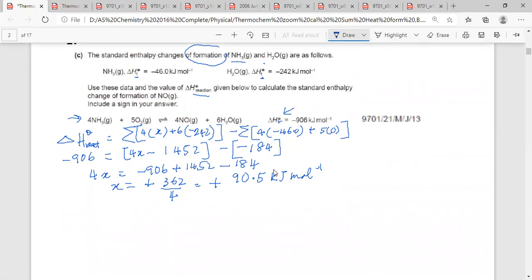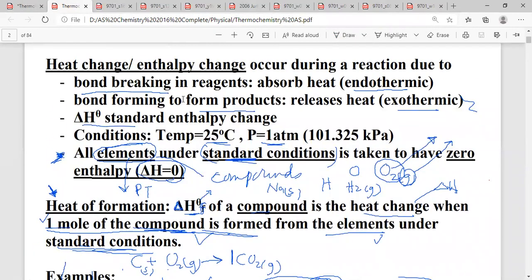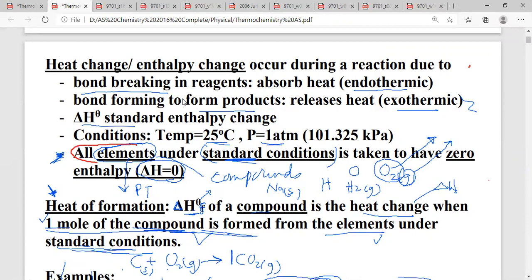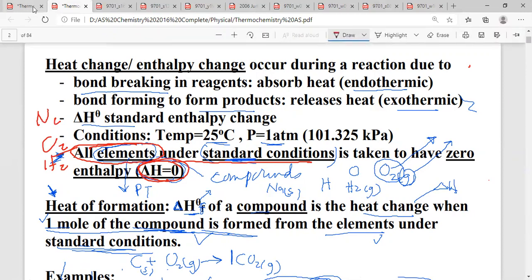So again, because of the heat of formation, you're asked to calculate the standard heat of formation of this NO here. You know this one here, the heat of formation of oxygen is 0. Why? Because for all elements, remember, this is one of the conditions you must remember. All elements under standard conditions have 0 enthalpy, very important. Oxygen, hydrogen, nitrogen, whatever, as long as it is an element, it is 0. So you apply this here as 0.